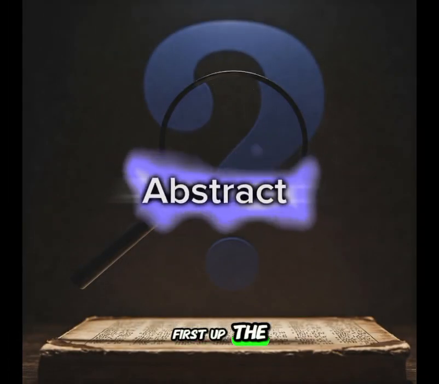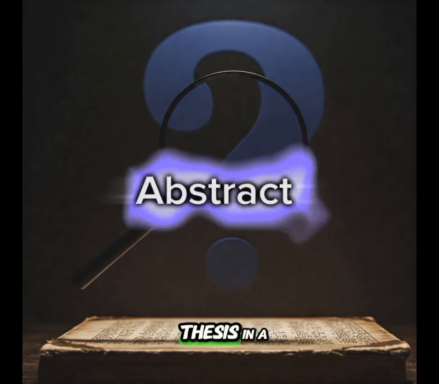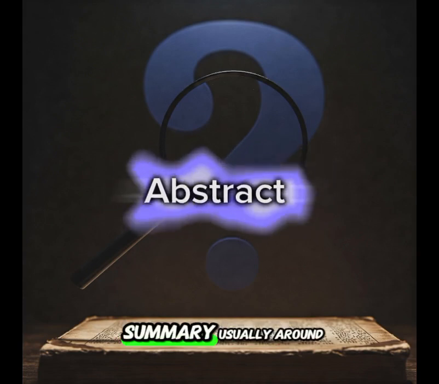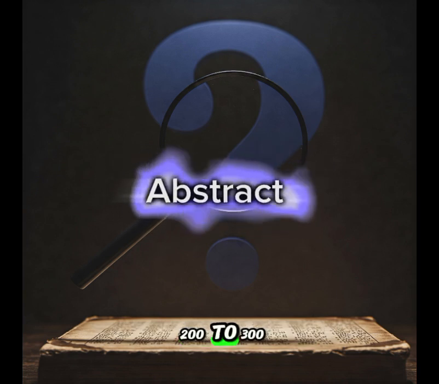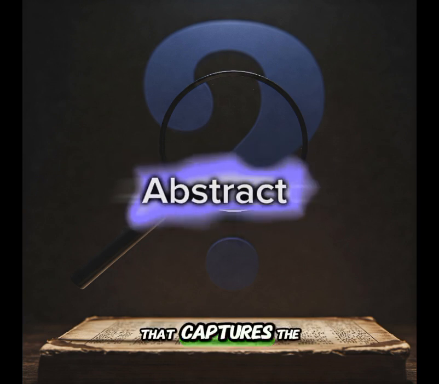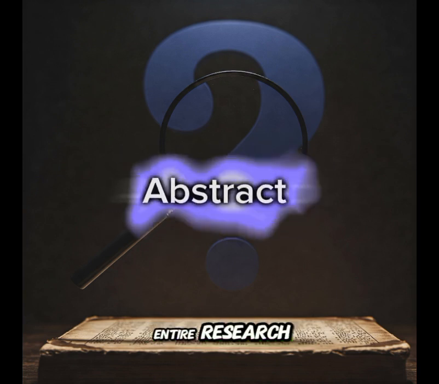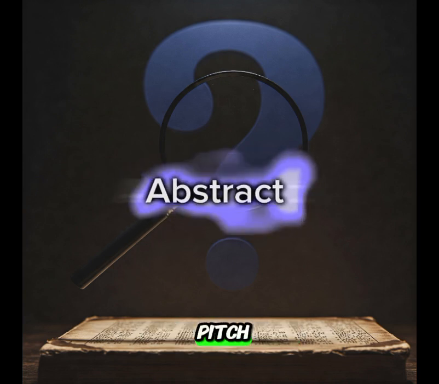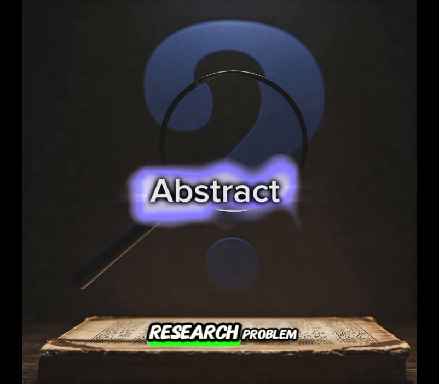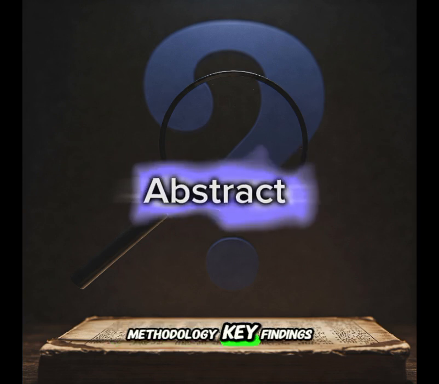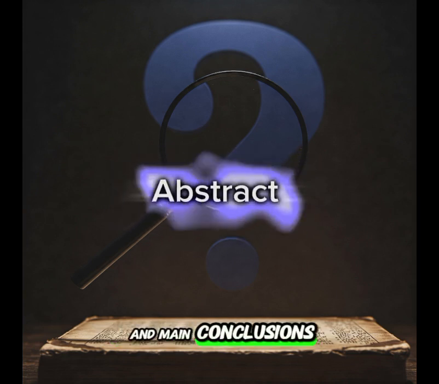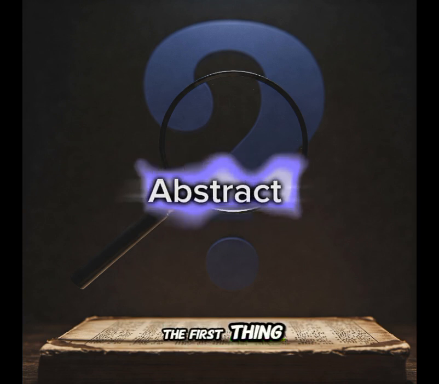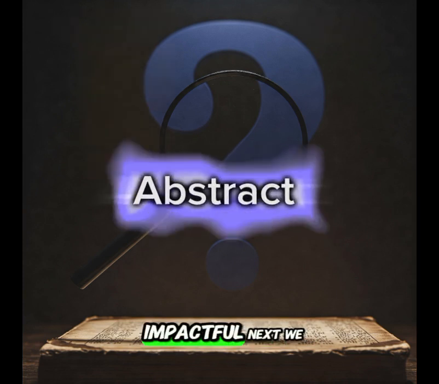First up, the abstract. This is your thesis in a nutshell. It's a concise summary, usually around 200 to 300 words, that captures the essence of your entire research. Think of it as your elevator pitch. It should briefly touch upon your research problem, methodology, key findings, and main conclusions. This is often the first thing people read, so make it impactful.